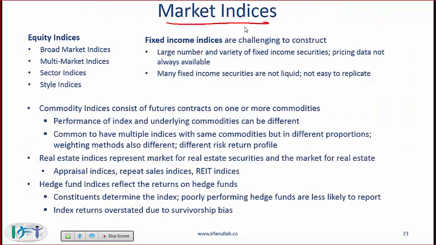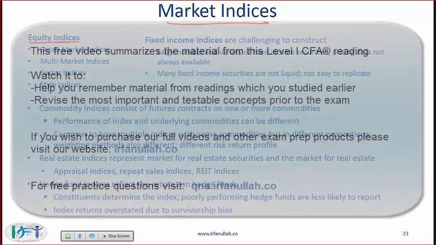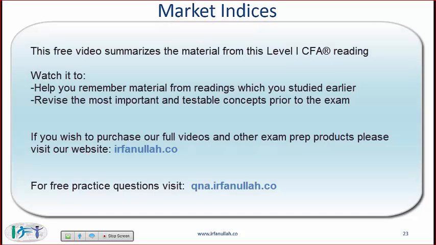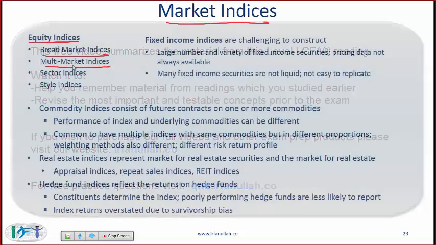Next we come to the different types of market indices. You can have equity indices. What we are talking about here is indices where the constituents are stocks. When we talk about a broad market index, we would mean an index with lots of constituent securities. Multi-market indices would be indices where you have stocks from different markets. So for example, you might have an index that represents Asian stocks. There you would have stocks from different countries in Asia.